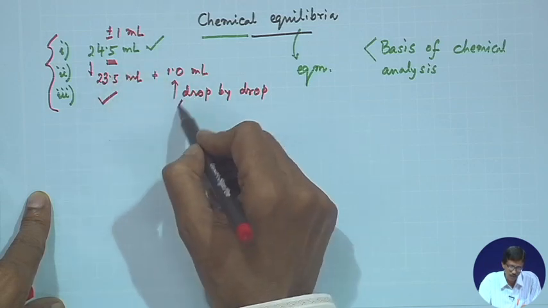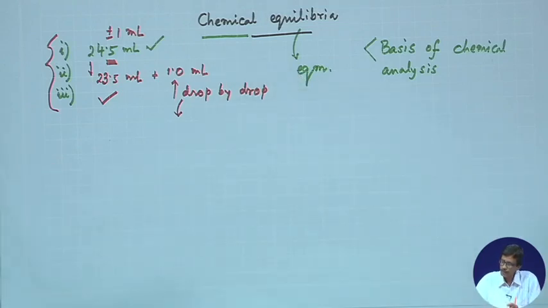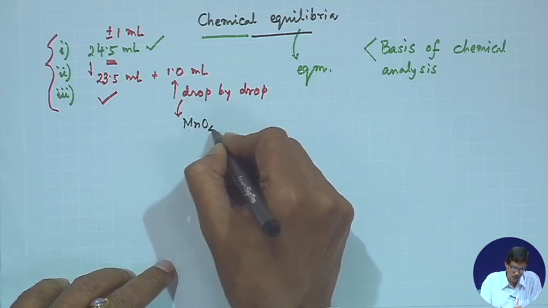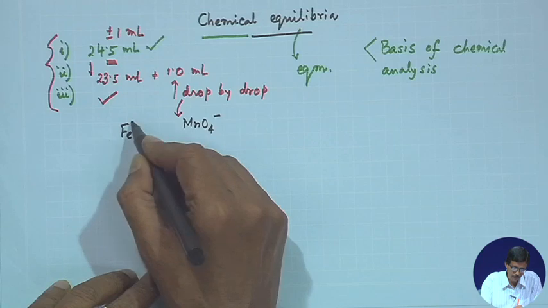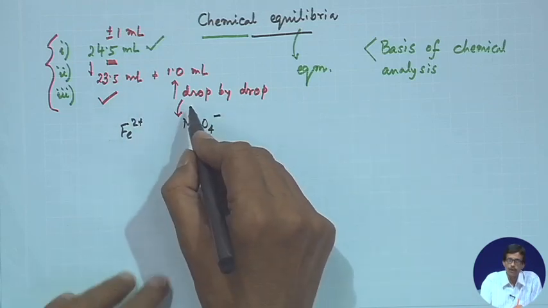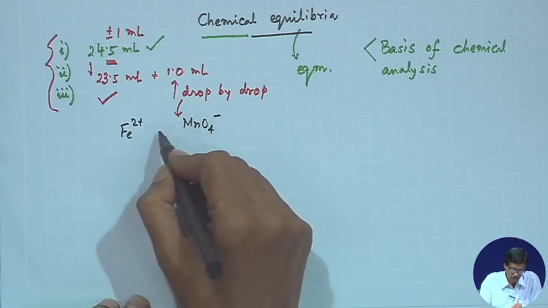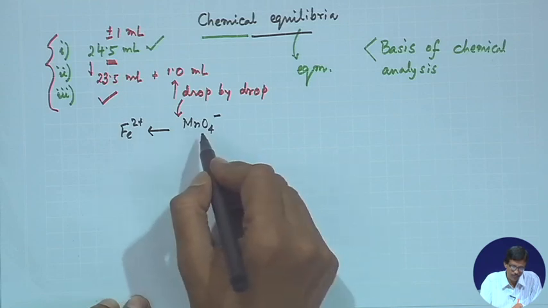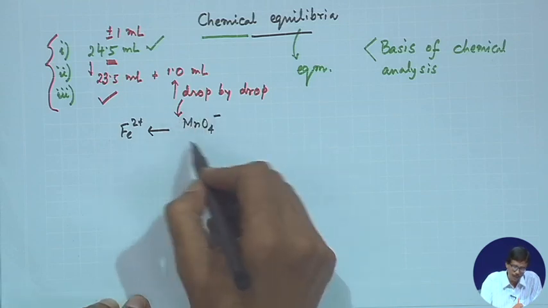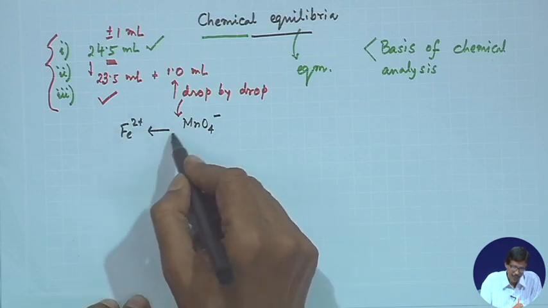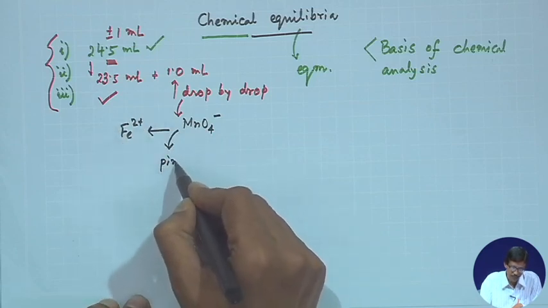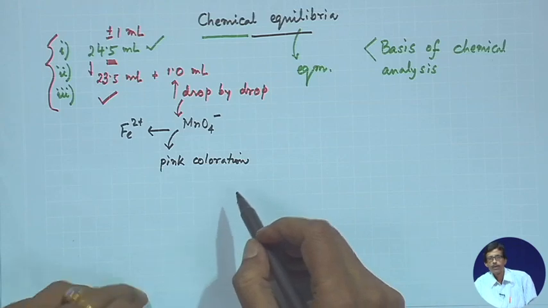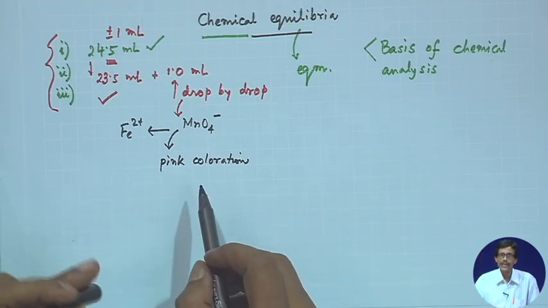That means the last drop, when we go for drop by drop addition, the last drop of the titrant, whether we are adding say MnO4 minus to a solution of Fe2 plus. So, you require the last drop. That last drop of potassium permanganate added to the Fe2 plus solution is not consumed wholly; say half of it is consumed by Fe2 plus, and the remaining half gives a pink coloration to the whole solution, because the potassium permanganate solution, as we know, is a self indicating solution.